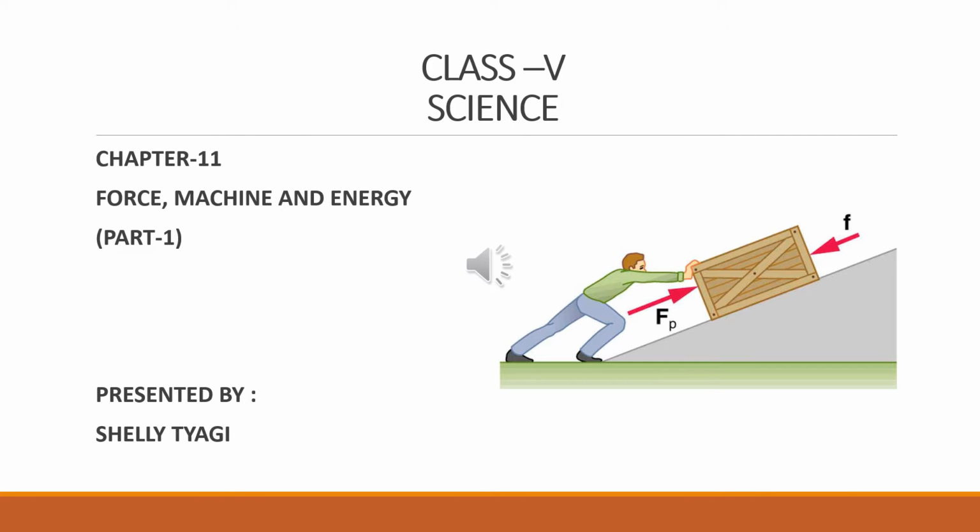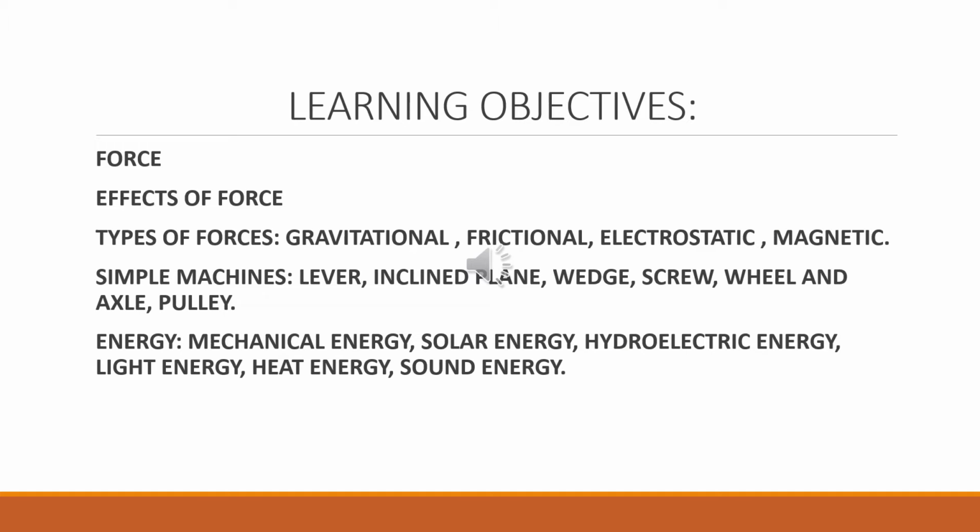Today we are going to start our chapter 11, that is force, machine and energy. Today we will do its part 1. In this chapter we are going to learn about force, effects of force and different types of force. Different types of force may be gravitational, frictional, electrostatic, magnetic.